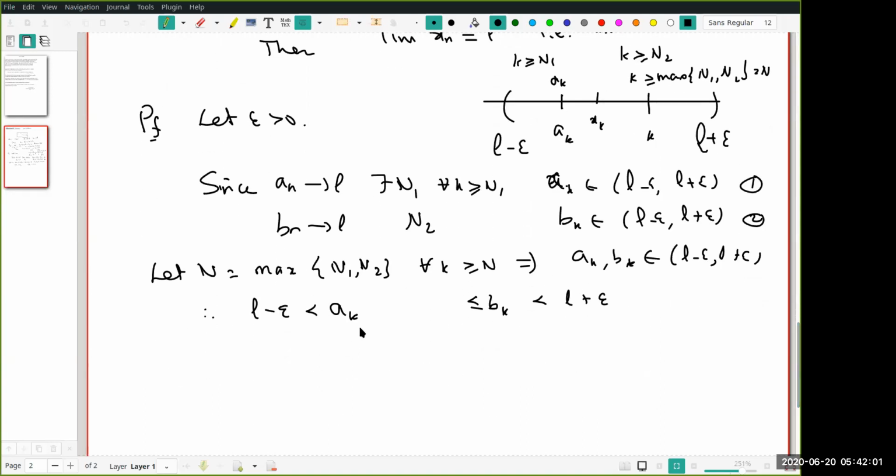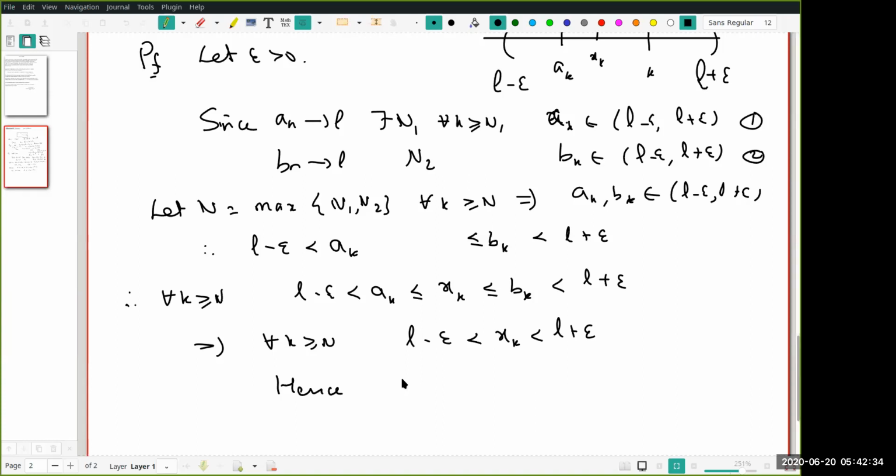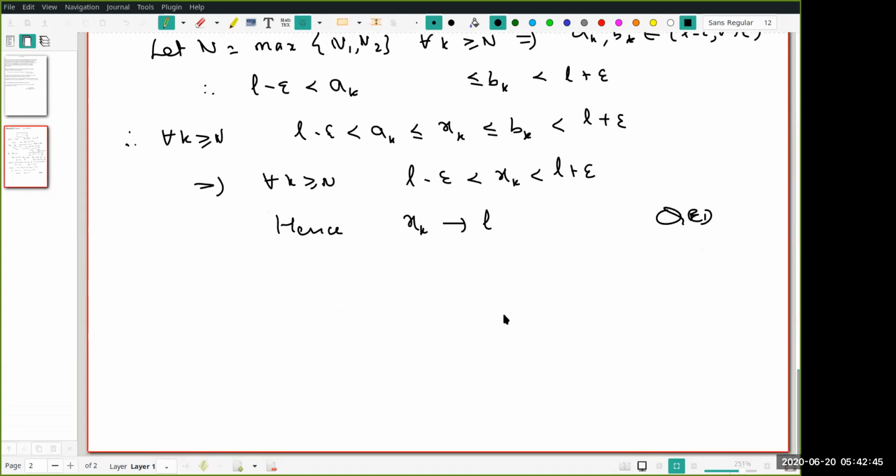Therefore, I get this. By hypothesis, for all K, AK is less than or equal to XK, less than or equal to BK. Therefore, for K greater than or equal to N, we have L minus epsilon is less than AK, which is less than or equal to XK, which is less than or equal to BK, which is less than L plus epsilon. That implies for all K greater than or equal to N, L minus epsilon is less than XK, which is less than L plus epsilon. Hence, XK converges to L. Is the proof clear? Pause the video, review this argument, and then proceed.